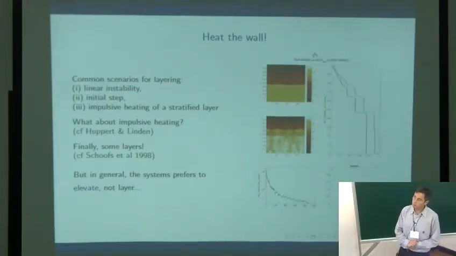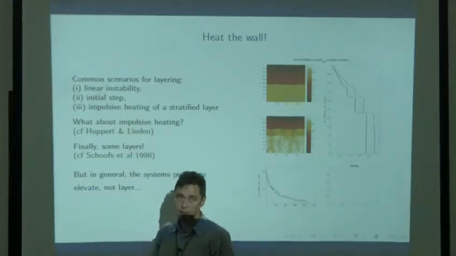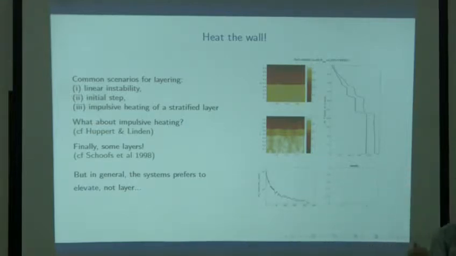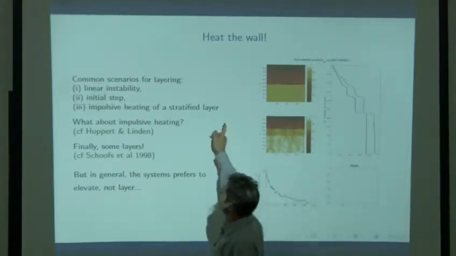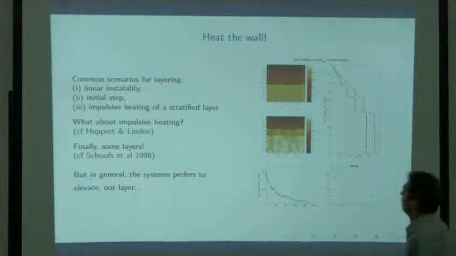Okay, and then we thought, well, what are the common scenarios that people use for layering? Well, you can either try and start with the linear instability. You can initialize it with a step, which is sort of putting the answer in to begin with. Or you could just try the Huppert and Linden style approach, where you take a stratified layer and then you impulsively heat it from the bottom. And so finally, in that case, we observed layering.